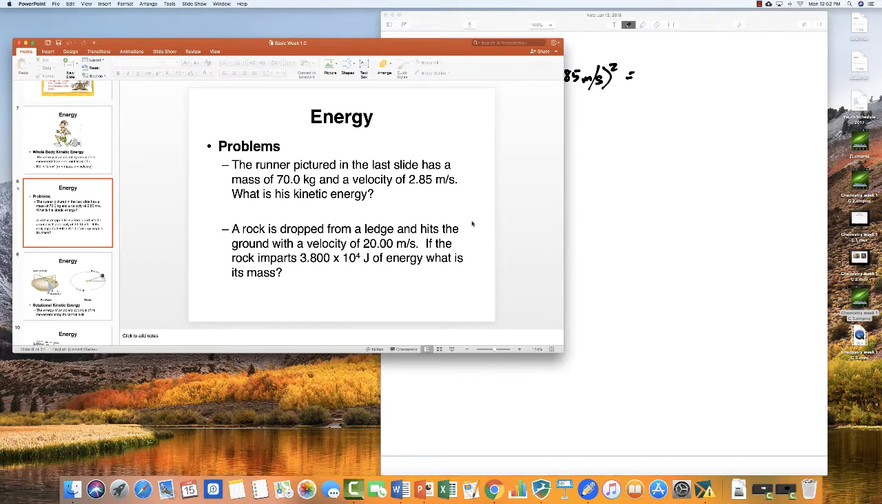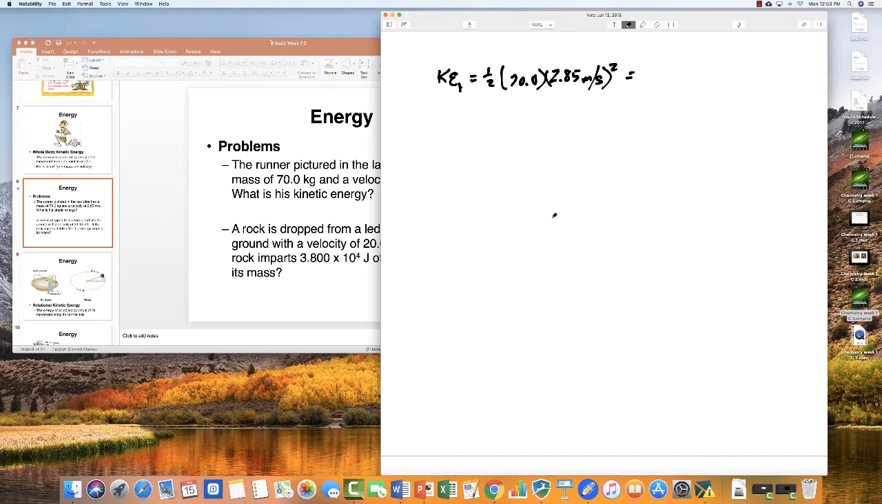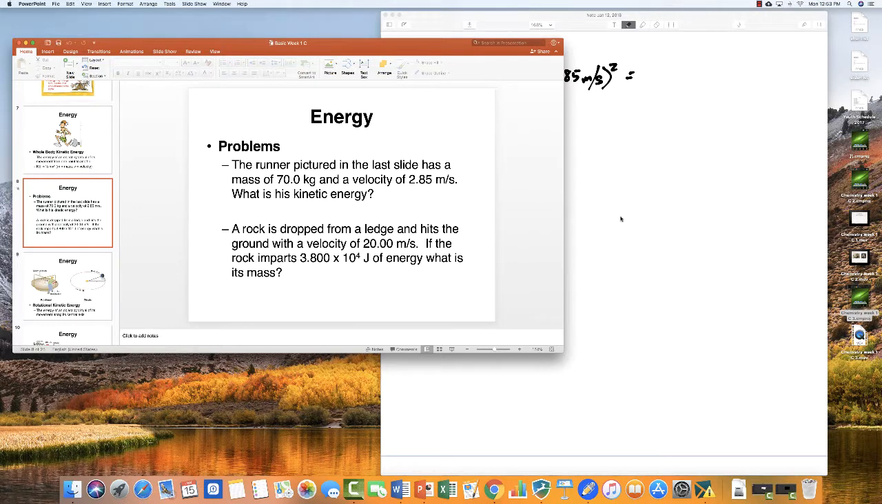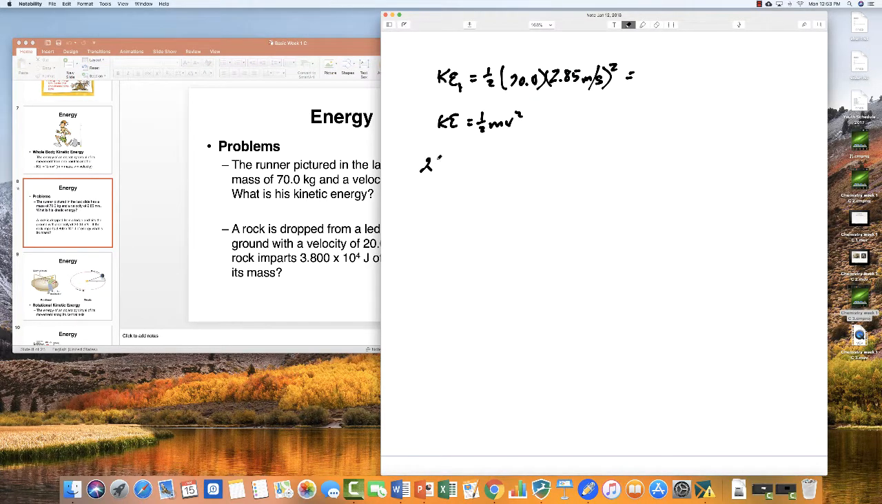A rock is dropped from a ledge and it hits the ground with a velocity of 20 meters per second. If the rock in that process imparted 3.8 times 10 to the fourth joules of energy, what would that rock's mass be? Well, how would we do that? Well, we know that KE is equal to 1/2 mv squared, and we're wanting to solve this equation for mass. And so we multiply by 2, so 2 times KE is going to equal mv squared. And so the mass is going to equal 2 times the kinetic energy divided by the velocity squared.